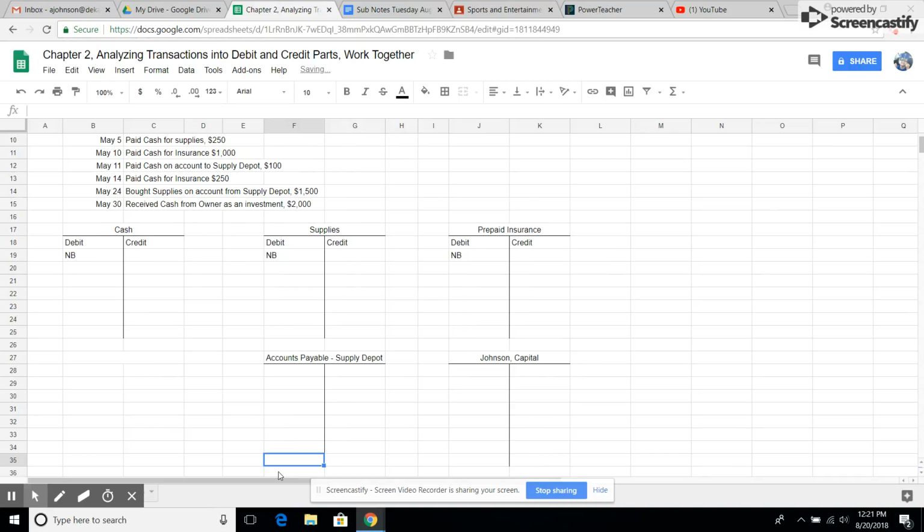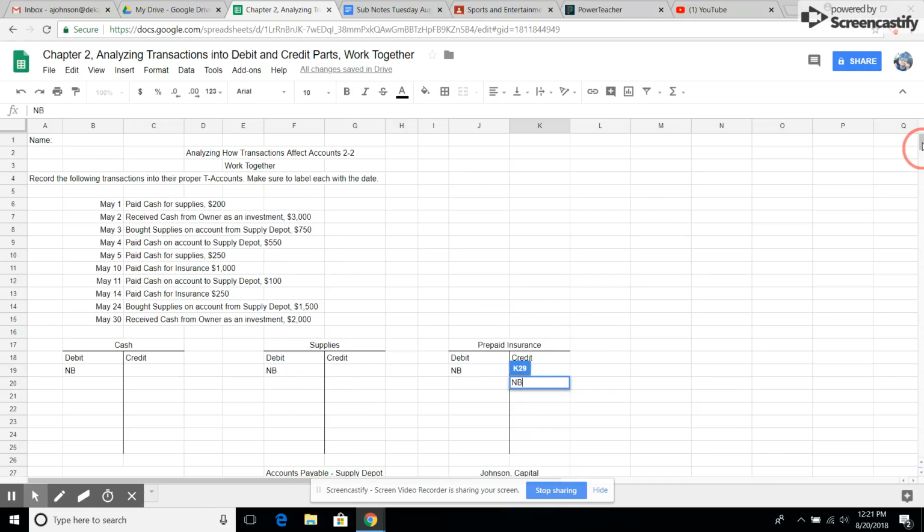Okay, down to accounts payable, Supply Depot, which is a liability. Debit is still on the left, credit is still on the right, but the normal balance is now a credit. And for Johnson Capital, debit left, credit right. The normal balance side for the capital account is the credit. And if you remember, the normal balance side is the side in which the account would increase.